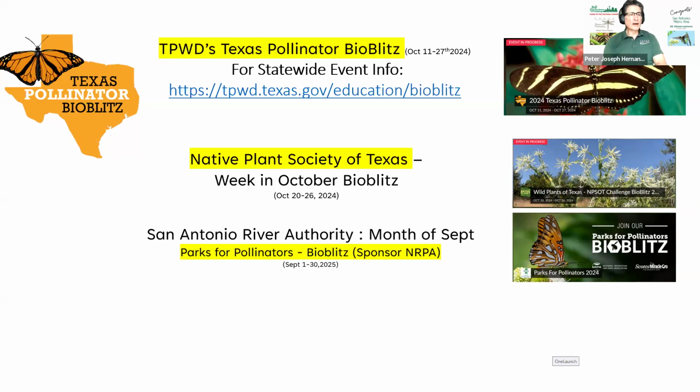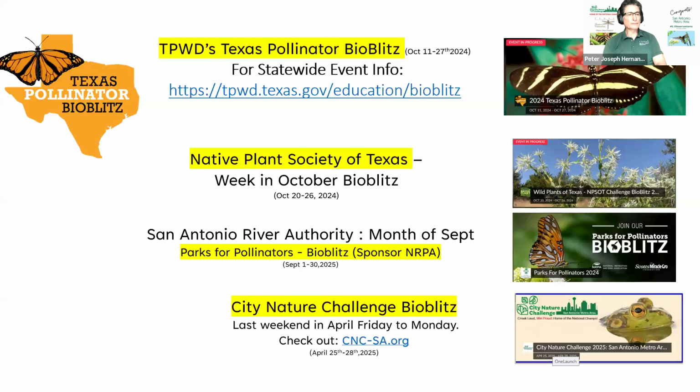So one requirement is that you have to take observations in their parks, and that's to support the SARA BioBlitz. So the idea of this BioBlitz is those that are members of SARA normally take observations in their parks, and that's what they do for the month of September from the 1st to the 30th every year. So next year it'll be the same.